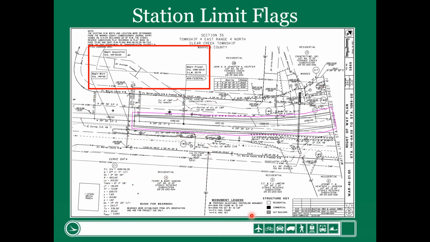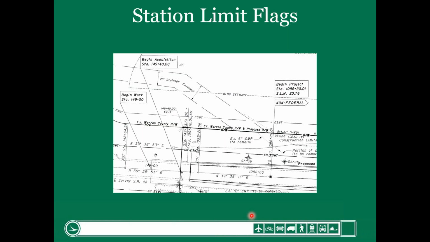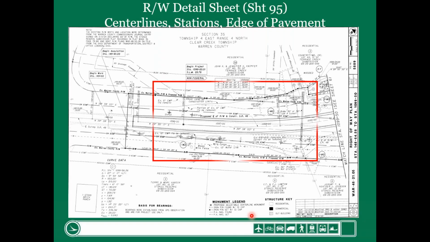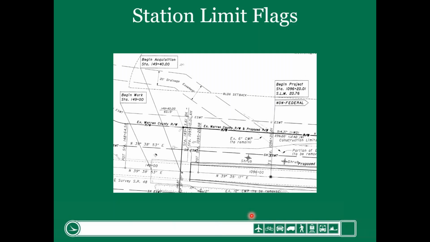Next, I want to cover the station limit flags. We covered this on Tuesday, but in right-of-way, we actually show all the flags on the right-of-way detail sheet. Oops, sorry, back up. I went too fast. So we have the begin work, the begin acquisition, and the begin project. Know this. Begin work is all the incidental, basically any of the grading that the contractor has to do to make the new roadway match the existing roadway. Begin acquisition is literally where the acquisition will begin for the project corridor. And then begin project is where the full depth pavement repair starts.